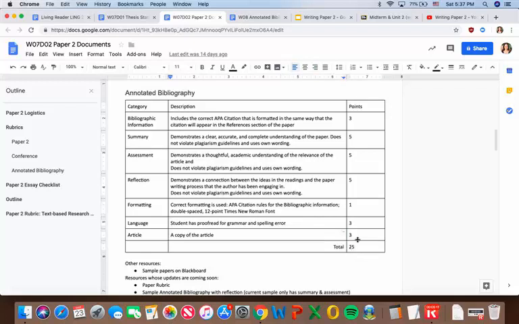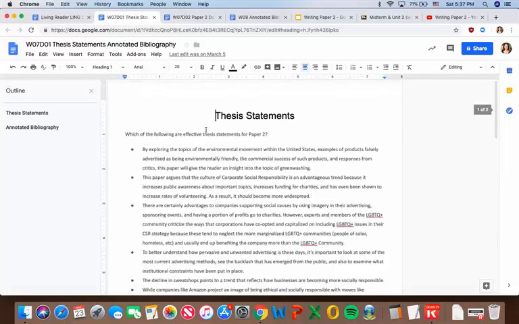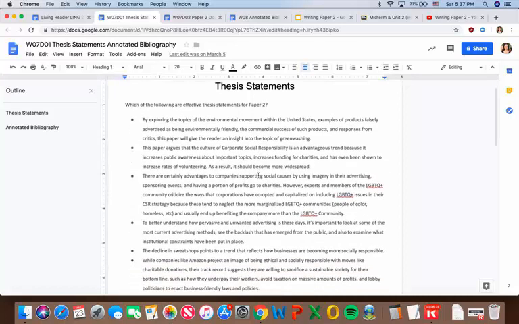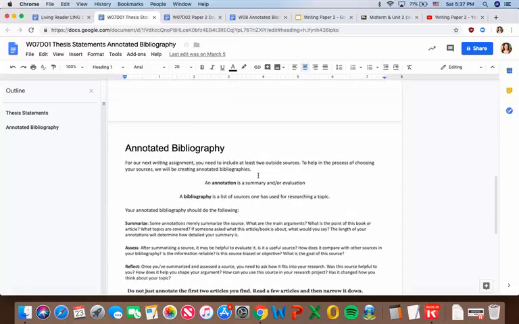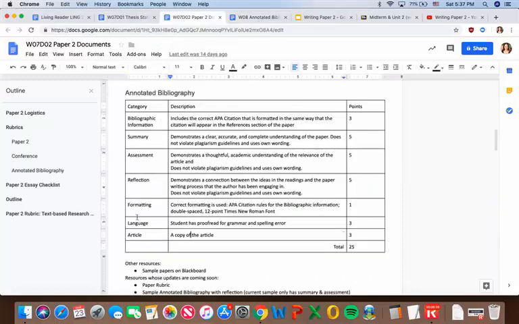That equals 25 points. And there's some explanations about how to do those different parts in this document. If you're opening it up, what it's going to look like, you're going to see the thesis statements first. Just scroll on past that and go down to the second page, and you'll see information about summary, assessment, and reflect. So that's going to be the biggest portion of your assignment, because it's worth 15 points.